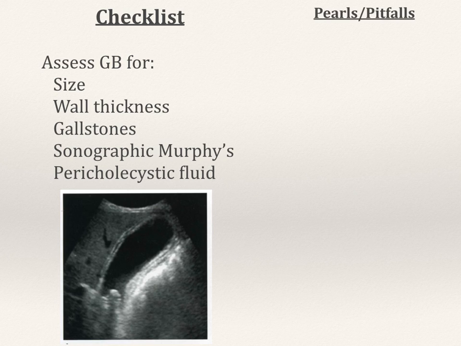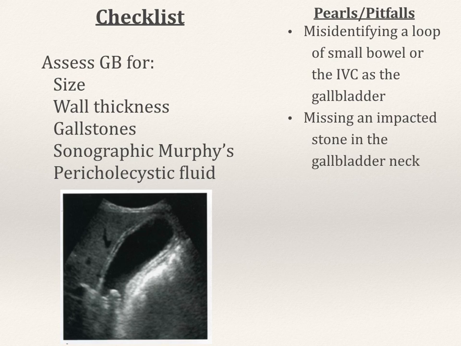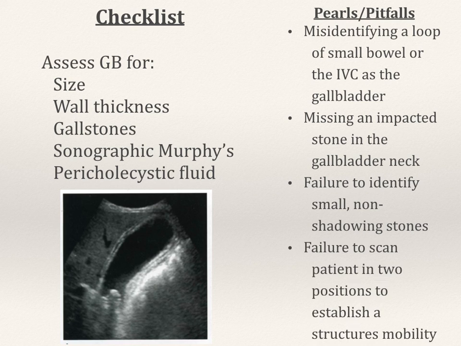Some of the main pitfalls that people will come up against are misidentifying a loop of small bowel or IVC as the gallbladder, missing an impacted stone in the neck of the gallbladder, failure to identify small non-shadowing stones, and forgetting to scan the patient in 2 different positions to determine if something's mobile or not.